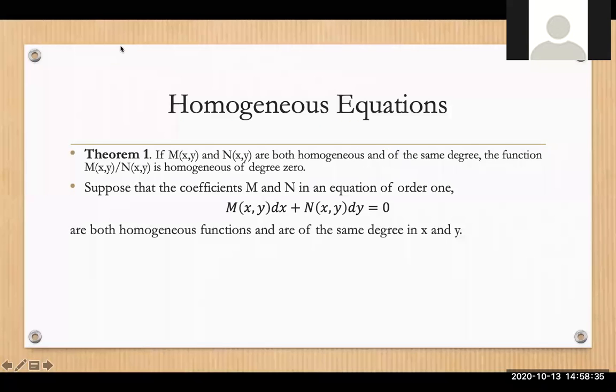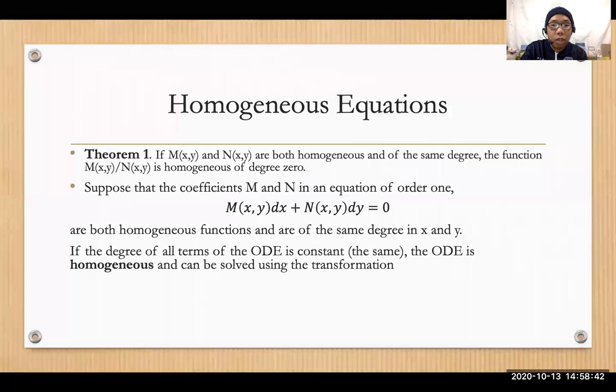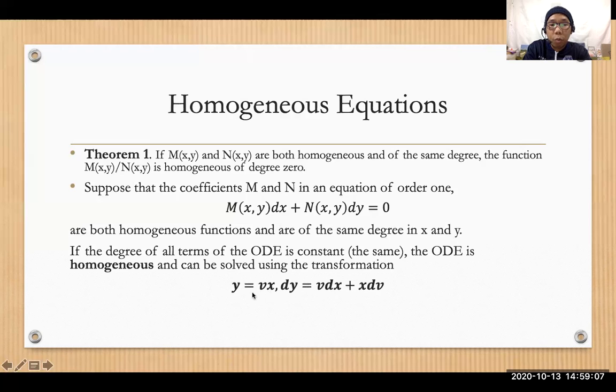Let me just clear the drawing. Now, what happens? How do we solve a homogeneous equation? This is what we will do. We are going to use a transformation. Again, just a recall, if the degree of all terms of the ordinary differential equation is the same, the ordinary differential equation is a homogeneous equation and can be solved using the transformation. We are going to put y equal to v times x.